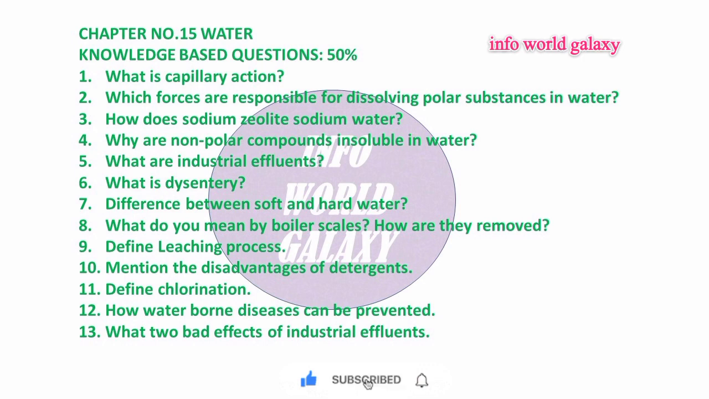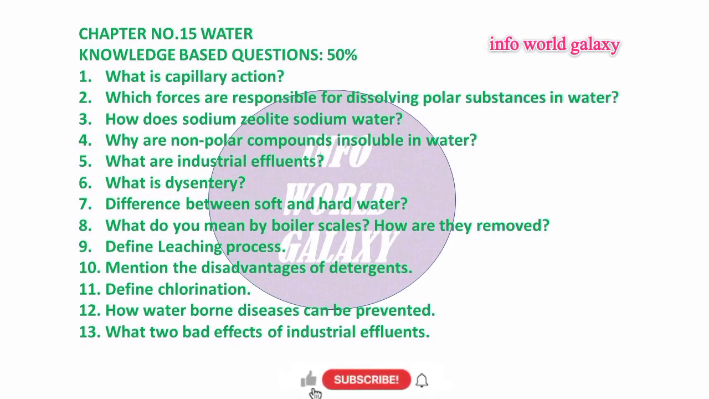3. How does sodium zeolite soften water? 4. Why are non-polar compounds insoluble in water? 5. What are industrial effluents? 6. What is dysentery? 7. Difference between soft and hard water. 8. What do you mean by boiler scales? How are they removed? 9. Define leaching process. 10. Mention the disadvantages of detergent.